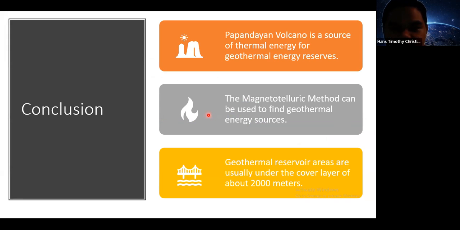The conclusion is that Papandayan volcano is a source of geothermal energy reserves. The second is that the magnetotelluric method can be used to find geothermal energy sources. And the last is that geothermal reservoir areas are usually under the cover layer at about 2,000 meters.